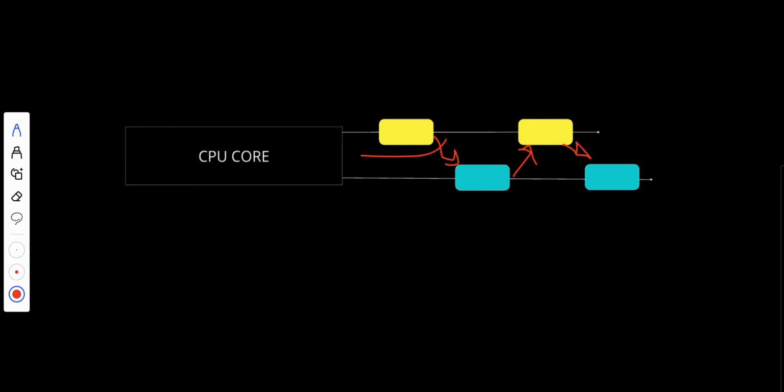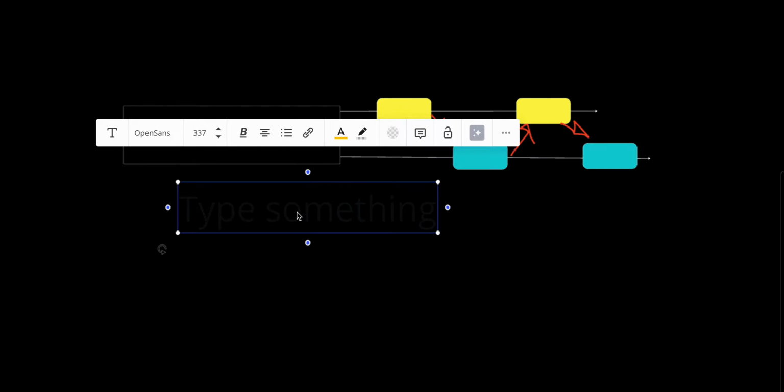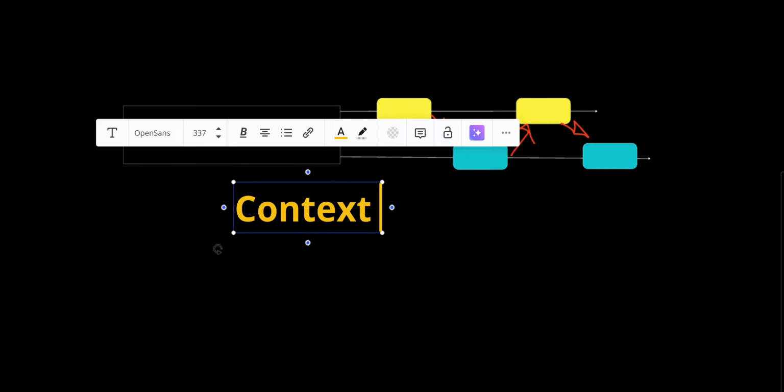So let's try to understand how it works. We took an example, but if we want to really understand how it works, there are three points we need to understand. First, we have something we call context saving.